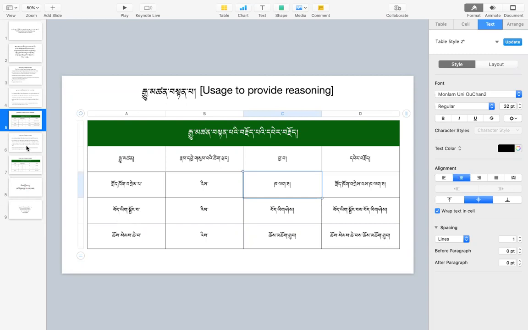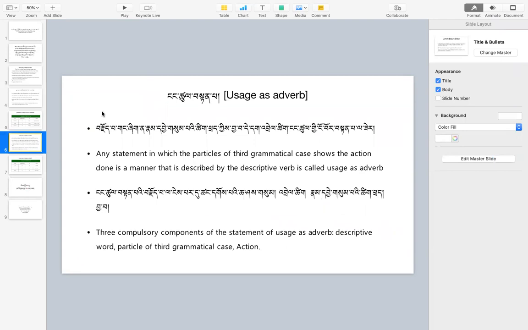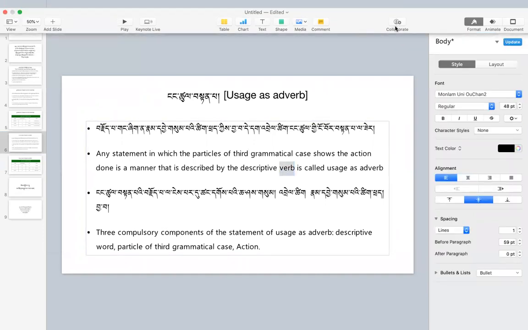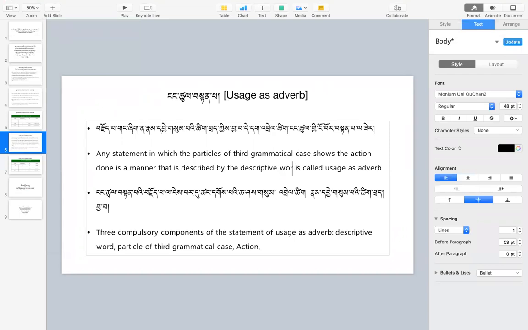Okay, so now the second inferential usage is the usage as adverb. Any statement in which the particles of third grammatical case show the action done in a manner that is described by the descriptive word. It's not verb, sorry, this is typographic. It might be because I was thinking about verb during that time, and because of that impression, I thought I was writing word, but then I was writing verb.